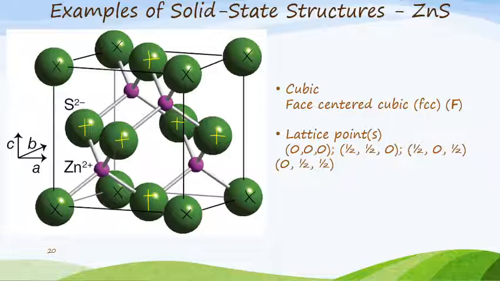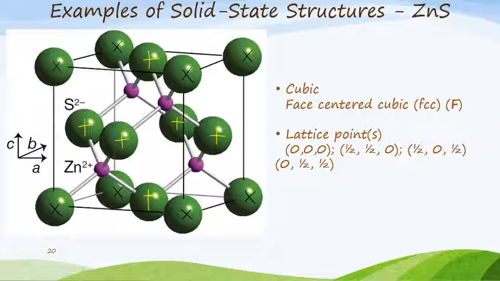Okay, remember that the ones on the faces contribute 1/2. So that means 6 times 1/2 is 3. And then the ones on the corner is 1/8, so 8 times 1/8 is 1. So 3 plus 1 is 4. So that means for a face-centered cubic, there are 4 atoms, and subsequently there will be 4 lattice points.